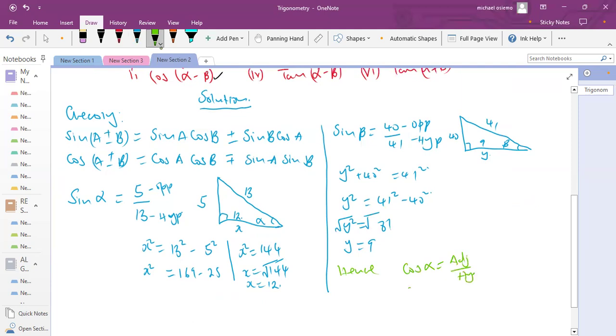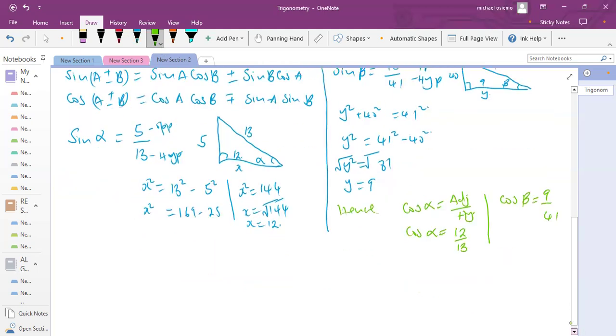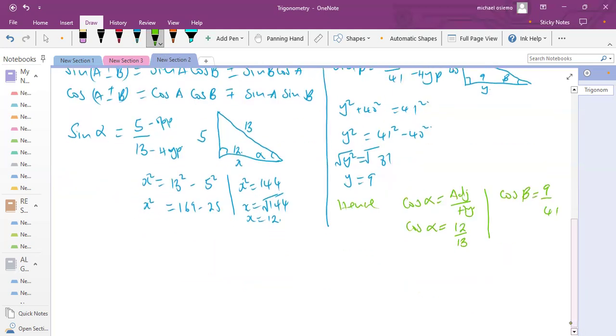So meaning that cos alpha is equal to 12 over 13. And similarly, cos beta is equal to 9 over 41. Now, that being the point, for Roman 1, they want us to solve sin(alpha minus beta).